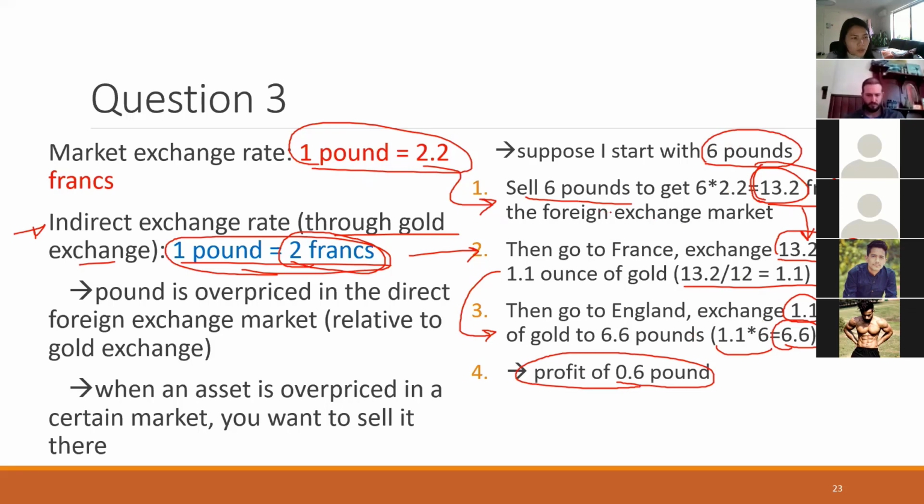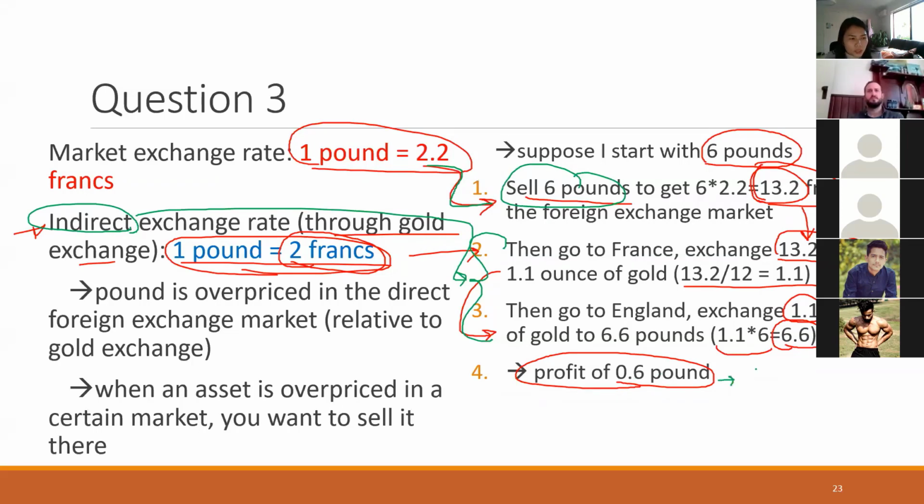If you look at these transactions, this first one is my sale transaction, when I sell the pounds at 2.2 francs in the exchange market. The second two transactions are my indirect buy transaction. Remember, I want to buy 1 pound for 2 francs, from the previous slide. Through this transaction, I have earned 0.6 pounds in profit.